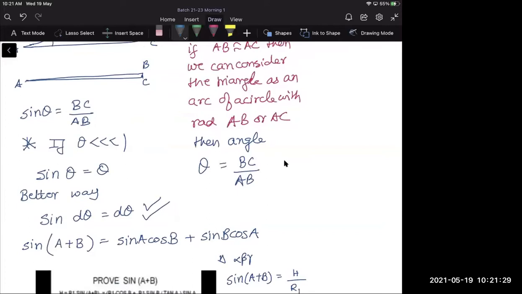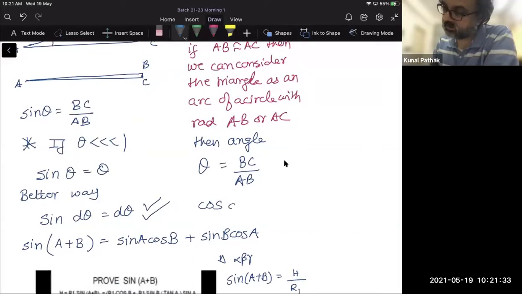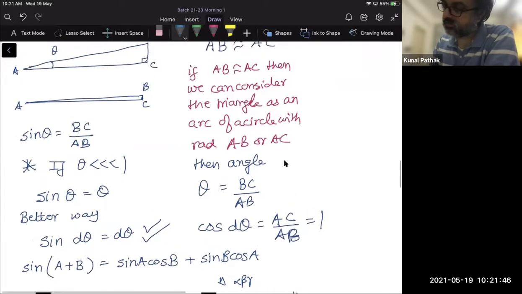And that cos d theta will be equal to AC upon AB, which is equal to 1, right? Because we have assumed that AB and AC are almost equal to each other, right?